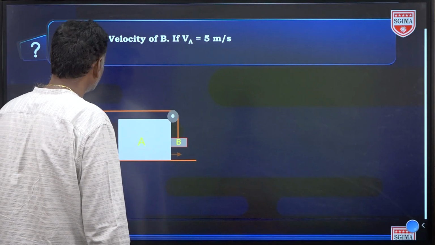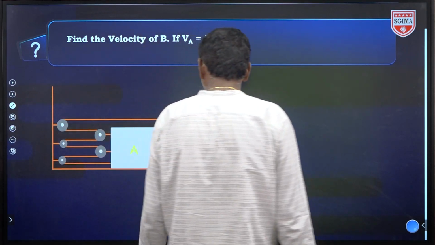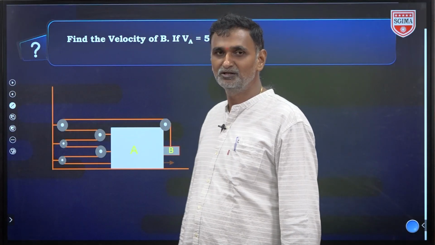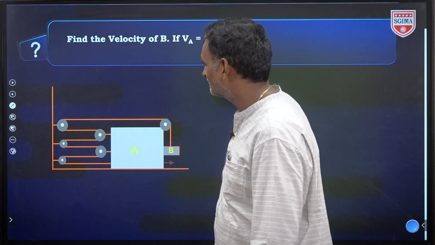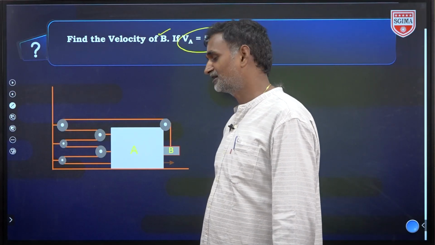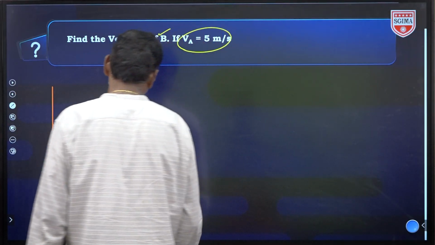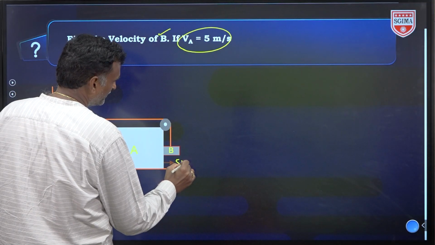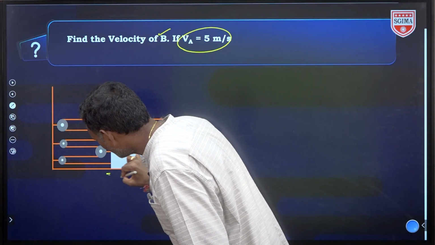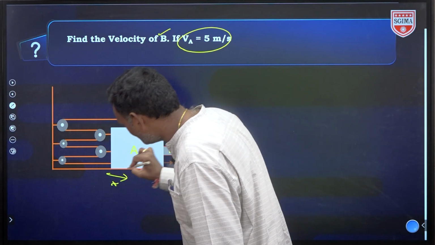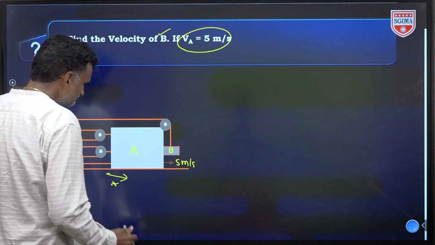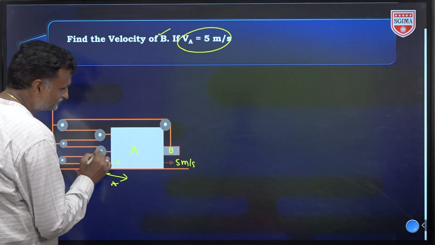Next model. Don't be shocked by seeing this many pulleys, I will say an easy method to solve. Okay? Don't worry about this one. First of all, find the velocity of B if VA is given 5 meter per second. Okay? So let us see, here it is going with a speed 5 meter per second. So again you can consider it is going right side with a displacement of x. So let us see, this gives you x, okay?